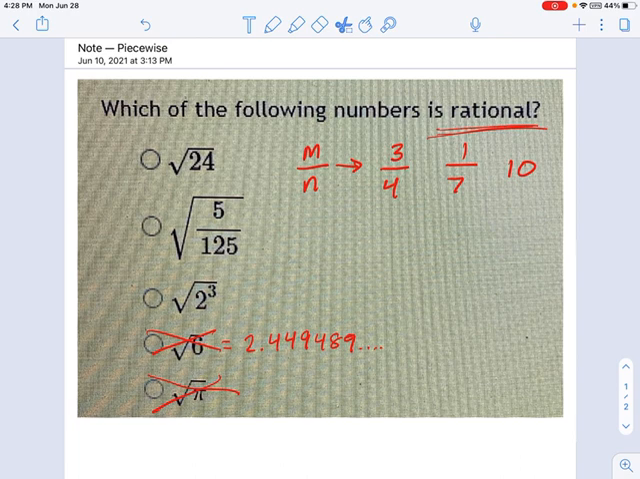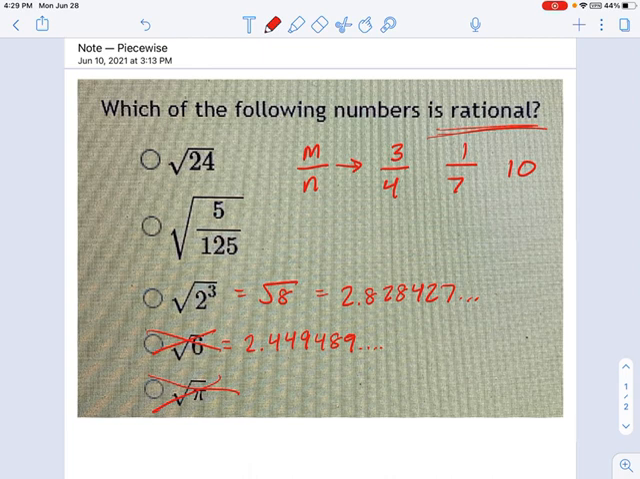But let's keep looking at this list. Let's think about which of these numbers could be expressed as a fraction. How about 2 cubed? Well, what is that? That's the square root of 8, which if you type that into your calculator, that's another ugly one. 2.828427, blah, blah, blah. Okay, not looking good so far.